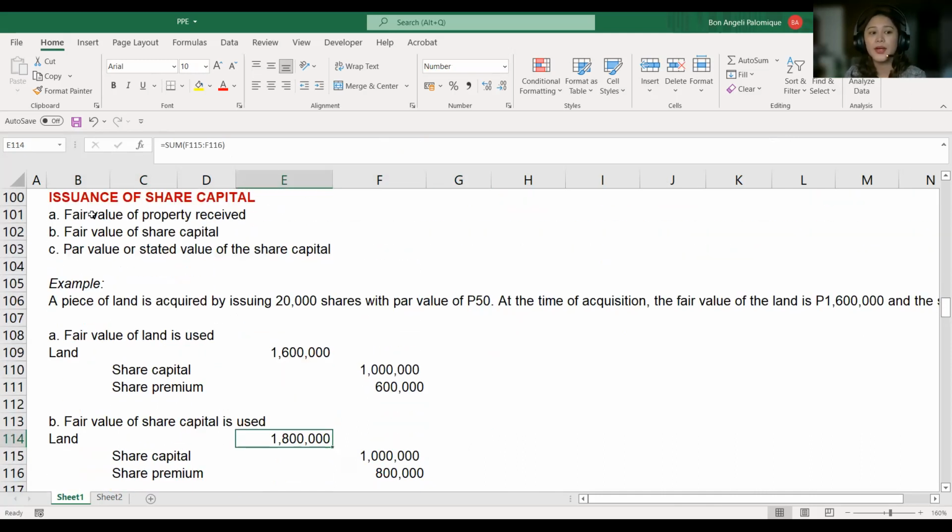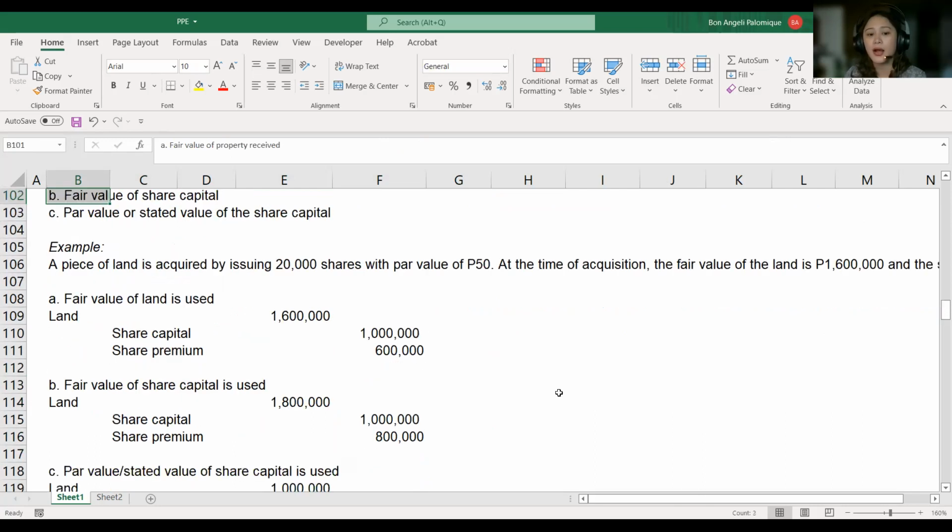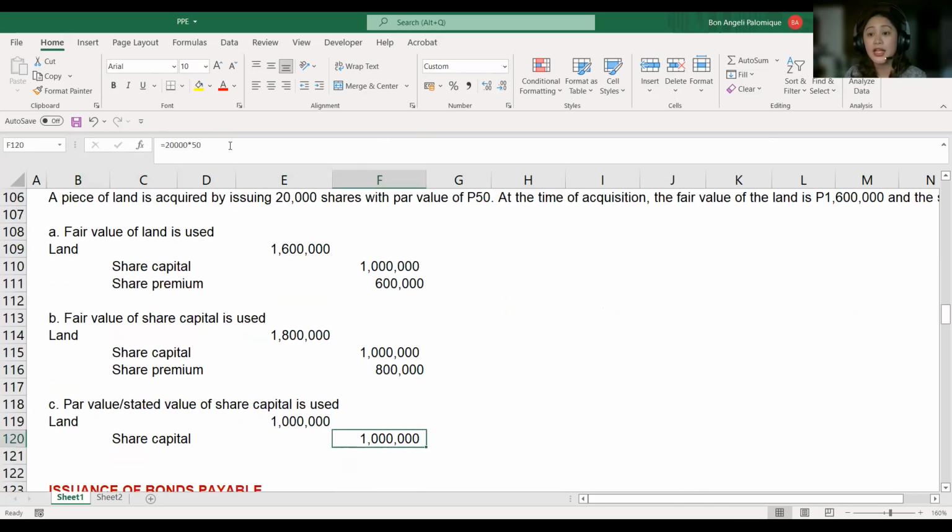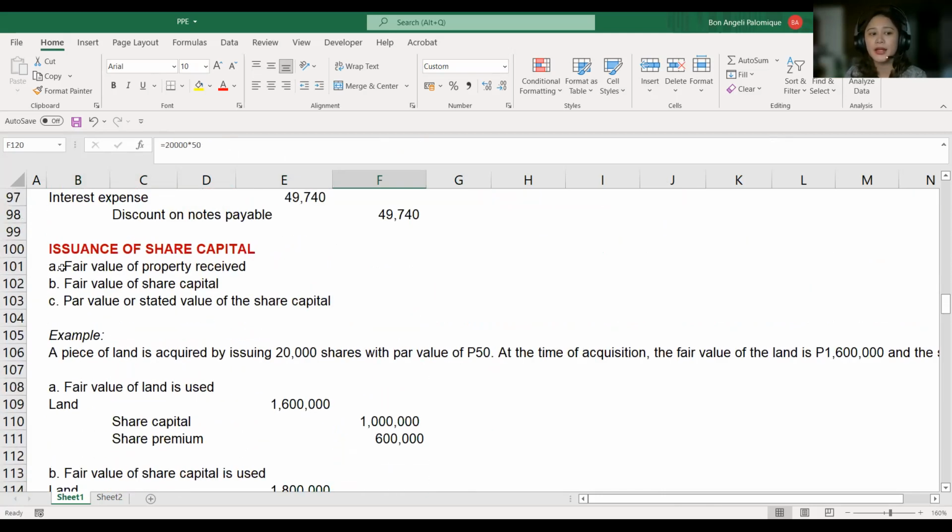Okay, so next, paano kung hindi rin to given? Par value lang. So, par value is 20,000 times 50. Yun yung masusunod. Ganun lang siya pag share capital. Kailangan mong tandaan yung hierarchy, which is mauuna pa rin yung fair value nung na-receive mo, which is yung PPE. Next is fair value ng share capital. Next is the par value of share capital.